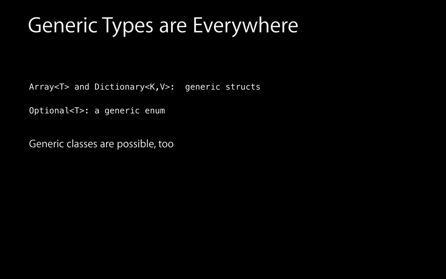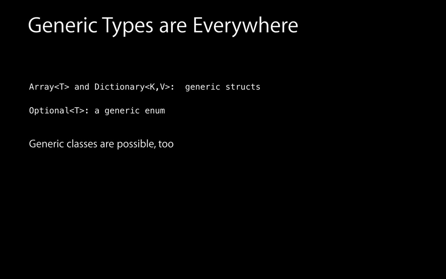Okay, now I want to bring it back down and talk a little bit about generic types. So you've already seen a bunch of generic types yourself. Arrays in Swift are just generic structs, and so are dictionaries. And optionals are just generic enums. And if you've watched the other presentations, I know that was covered. You can also make generic classes in Swift.